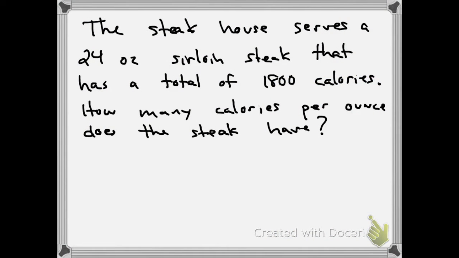All right, let's take a look at our first one here. So we'll read through. The steakhouse serves a 24-ounce sirloin steak that has a total of 1,800 calories. So that's a lot of calories, and a lot of steak too. How many calories per ounce does the steak have?